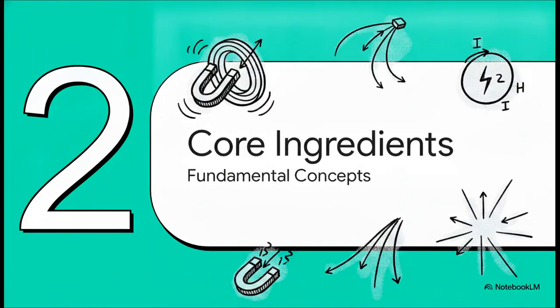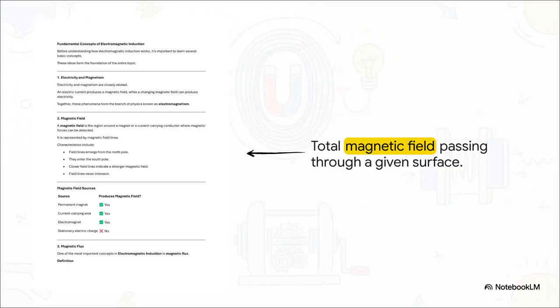Okay, moving right along to section 2, the core ingredients. The first major concept we need to tackle is magnetic flux. This is a big one, class. Magnetic flux is basically just the total amount of magnetic field passing through a given surface area. To visualize this, just imagine sunlight streaming through a window. A larger window lets in more sunlight, right? But if you tilt that window, the amount of direct sunlight coming through actually changes. Well, magnetic flux behaves exactly the same way. It's really just the amount of that invisible magnetic field crossing through our wire loop.